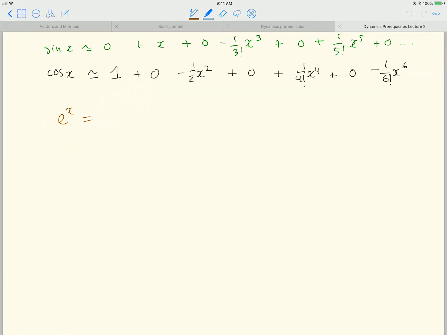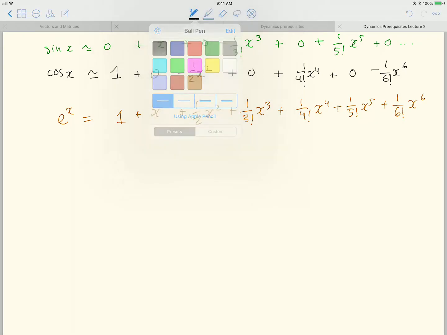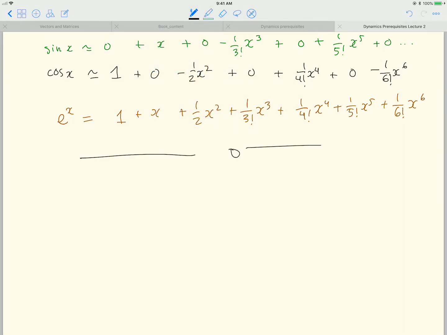So this looks like 1 plus x plus 1/2 x squared plus 1 over 3 factorial x to the 3rd plus 1 over 4 factorial x to the 4th plus 1 over 5 factorial x to the 5th, and so on and so forth. You can start to see that there are some patterns that kind of match a little bit, right? So now for the super fun thing.